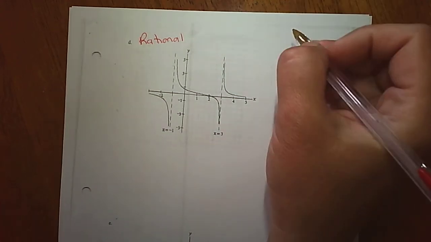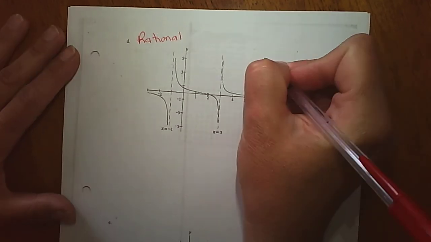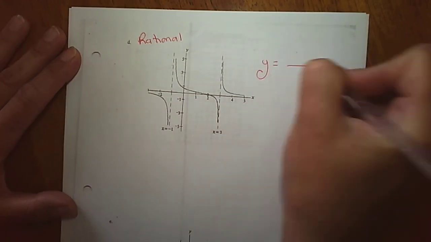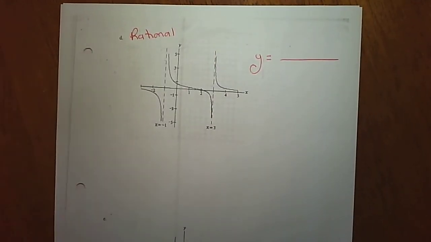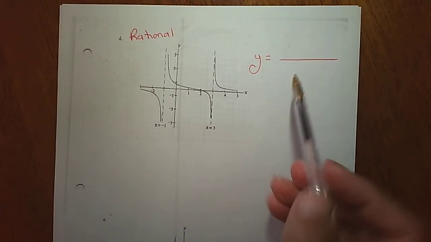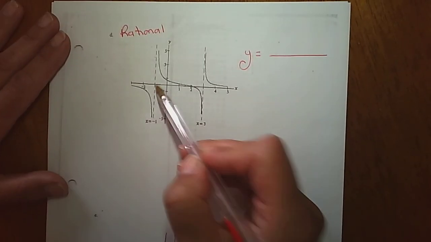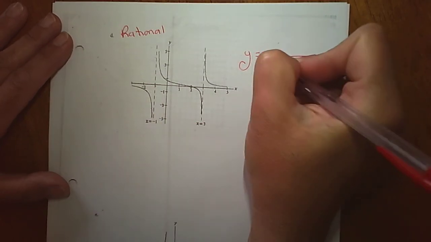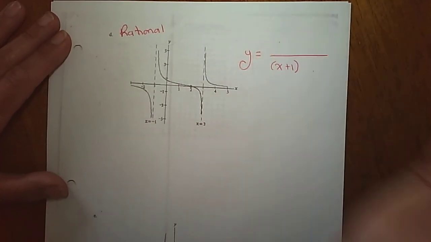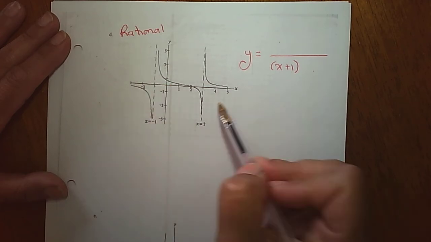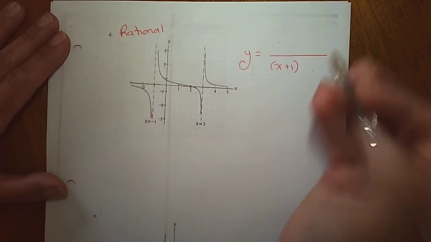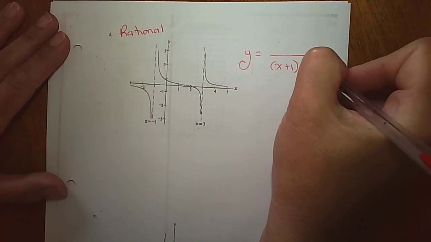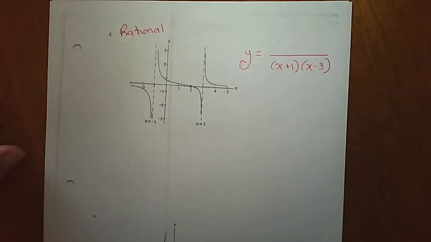So I know I'm going to have a fraction. So y equals fraction. Now, I start with, what would make the denominator 0? And that's the vertical asymptotes. Notice it hits here at -1. That's x plus 1. Can go there. We also have a vertical asymptote at x equals 3. You can put an x minus 3 there.